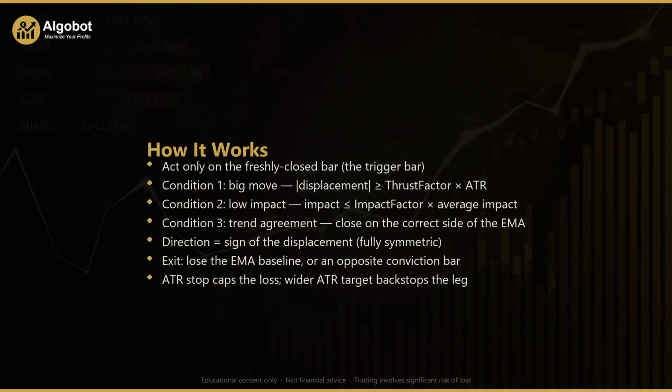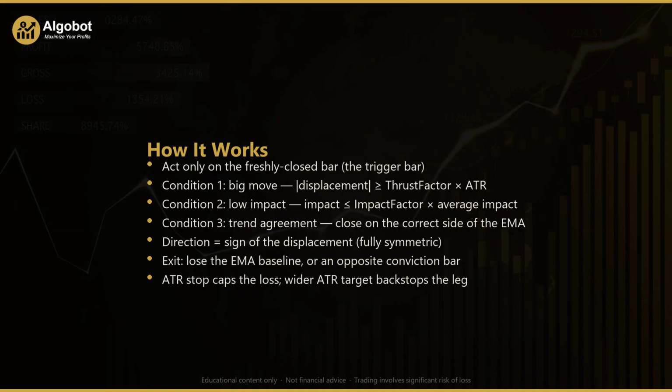The third condition is trend agreement. For a long, the close must sit above the EMA baseline, whose default period is 50. For a short, the close must sit below it. Direction comes purely from the sign of the displacement, so the system is fully symmetric. It treats up moves and down moves the same way. When all three line up, a big thrust, low impact, and trend agreement, the strategy signals an entry.